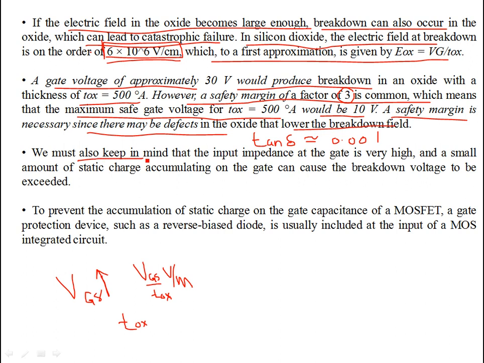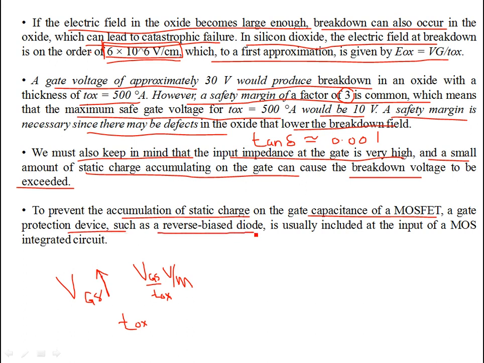We must also keep in mind that the input impedance at the gate is very high, and a small amount of static charge accumulating on the gate can cause the breakdown voltage to be exceeded. In order to prevent the accumulation of static charge on the gate capacitance of the MOSFET, a gate protection device is used, such as a reverse bias diode. If you employ a reverse bias PN junction on the gate, you can avoid the accumulation of these static charges. So it's usually included at the input of the MOSFET IC, just to avoid the static buildup of charges.